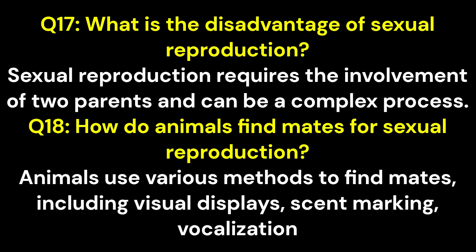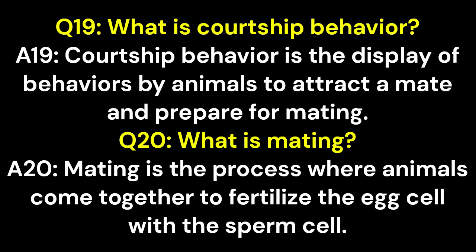Q17. What is the disadvantage of sexual reproduction? A17. Sexual reproduction requires the involvement of two parents and can be a complex process. Q18. How do animals find mates for sexual reproduction? A18. Animals use various methods to find mates, including visual displays, scent marking, and vocalizations.